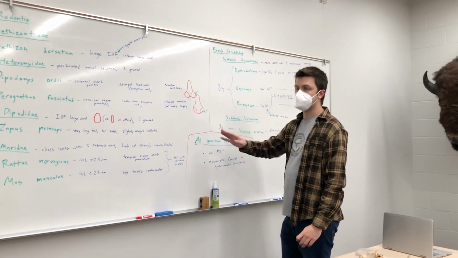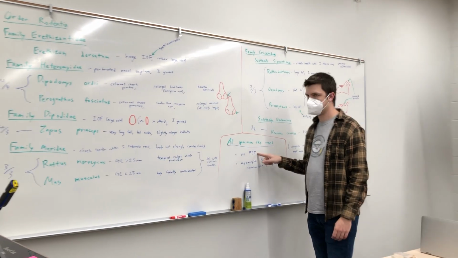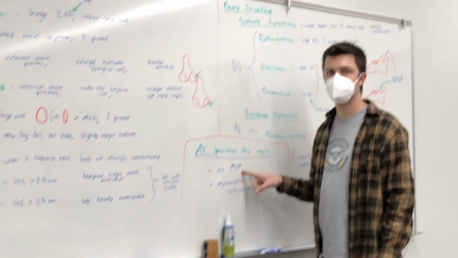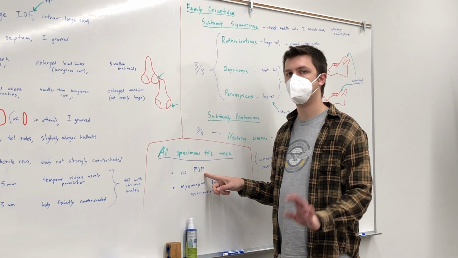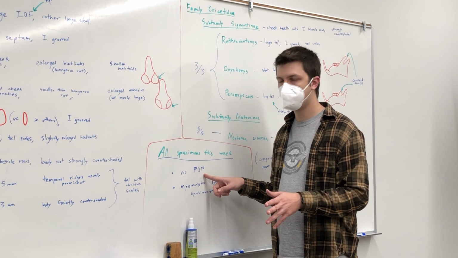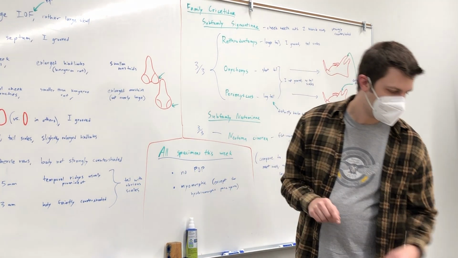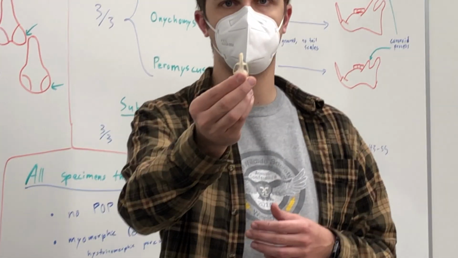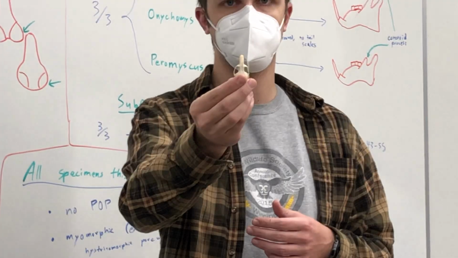Also, everything this week, including the porcupine, has no post-orbital process. All of the squirrels have a post-orbital process. Next week, when we get to the voles and the muskrat, we're going to talk about a different type of post-orbital process. This week, if you look top down at the skull, you don't see any post-orbital process.